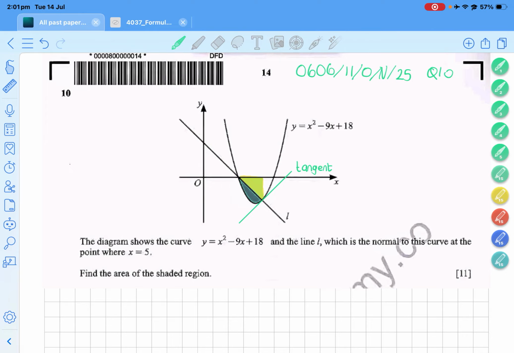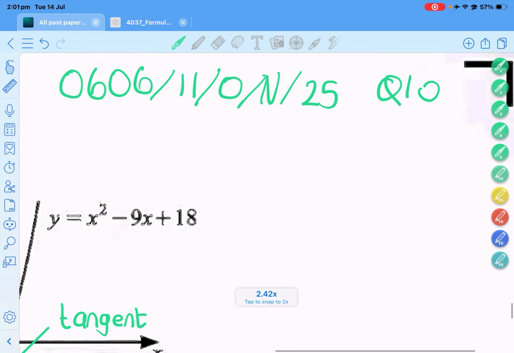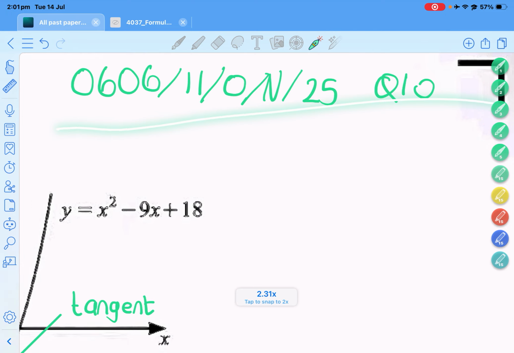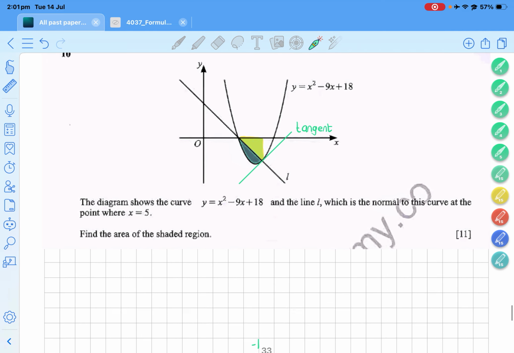Hello everybody. Today I bring forward an interesting question. So here's the paper reference. So first, have a go at this question yourself. I'll just read it for you.